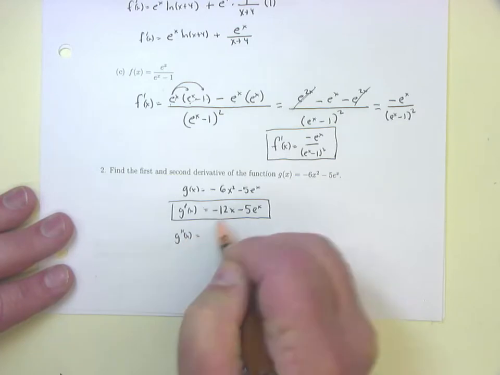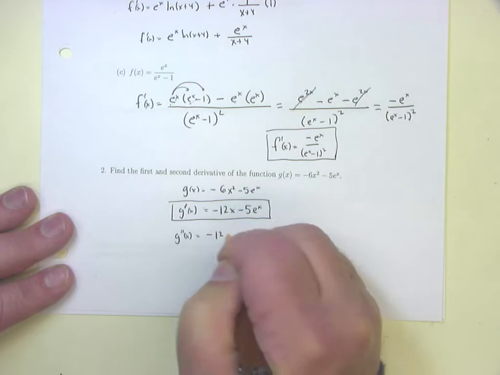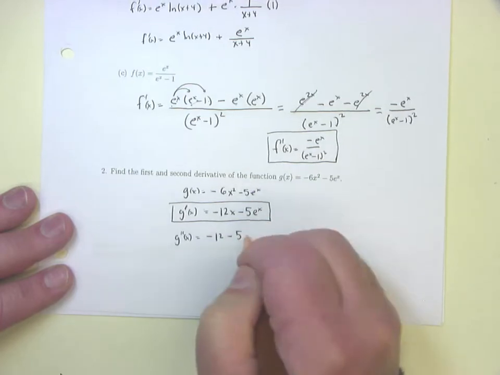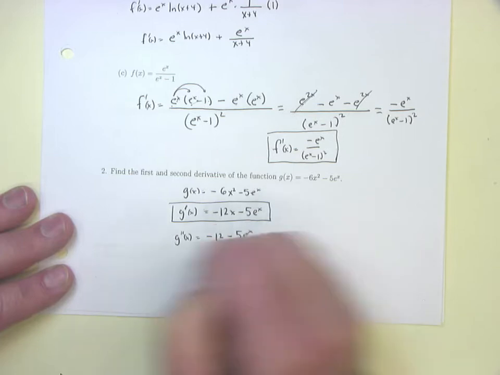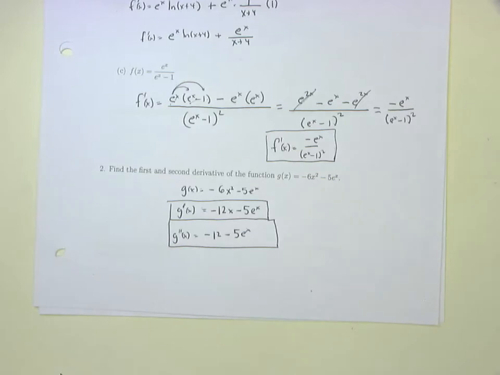The derivative again. What's derivative of negative 12x? Negative 12 minus, what's derivative of 5e to the x? Well, 5 is a constant, holds over. Derivative of e to the x is e to the x. And there's my second derivative. Does that make sense? Well, let's pick on it.